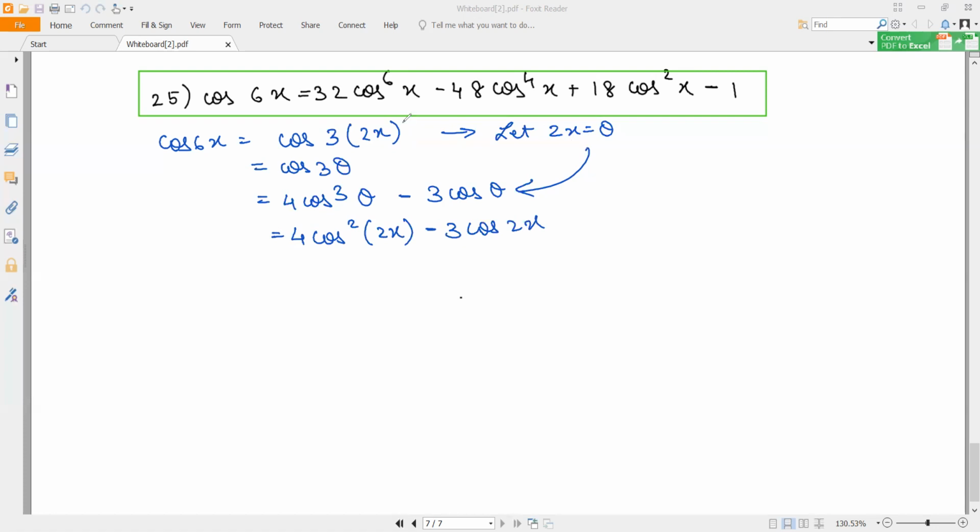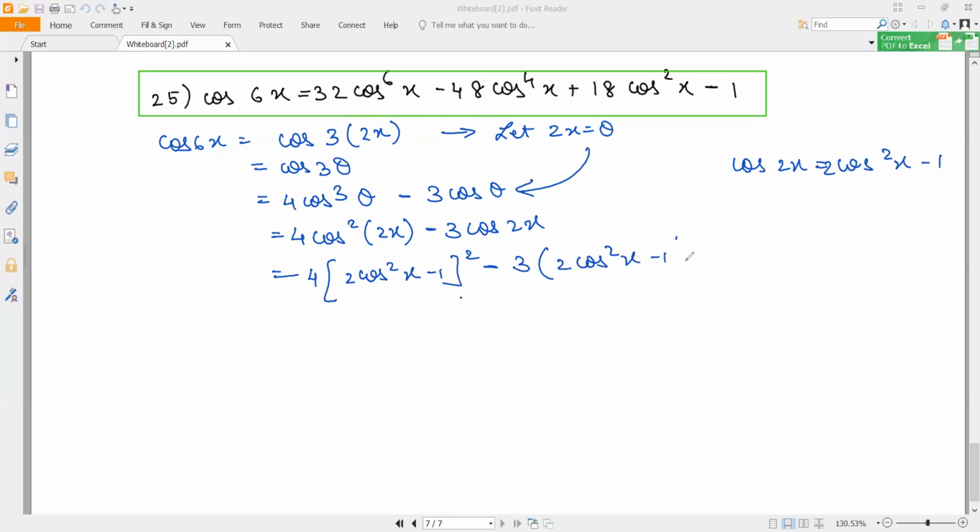You do not want any sine on the right hand side. So you will have to apply the formula for cos 2x which is only in terms of cos, which is 2 cos square x minus 1. There are 3 formulas for cos 2x. The other 2 formulas involve a sine term in them. We do not want a sine term, so we'll apply this over here. So this is 4 times cos 2x whole cube, so cos 2x means 2 cos square x minus 1, and you're taking the whole cube, minus 3 times 2 cos square x minus 1.